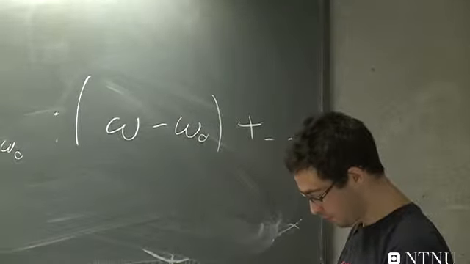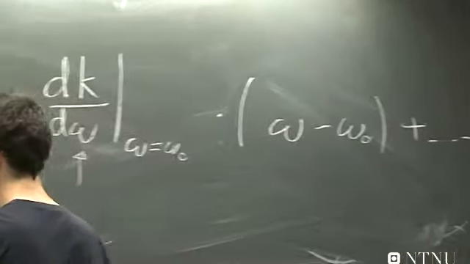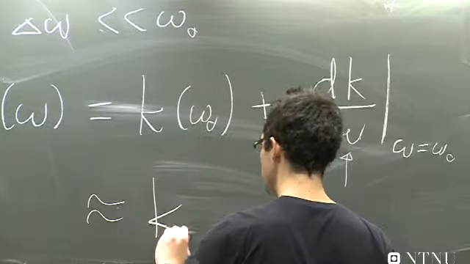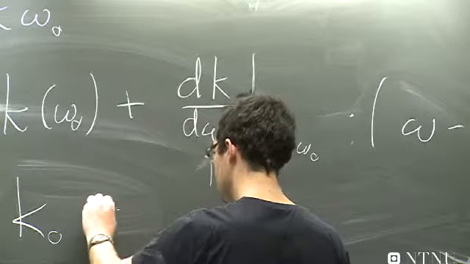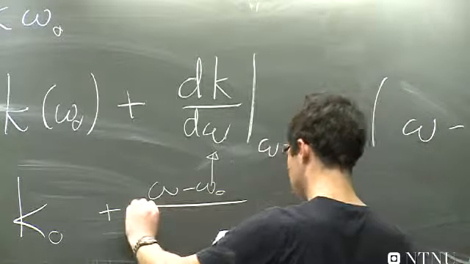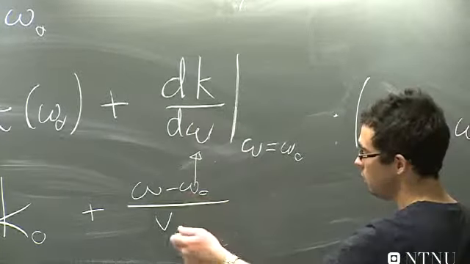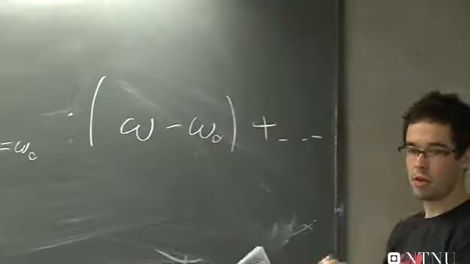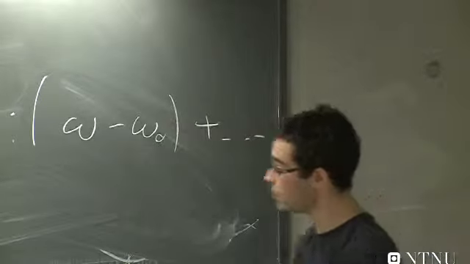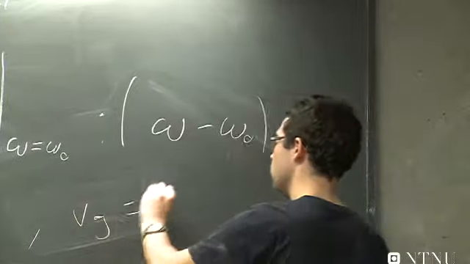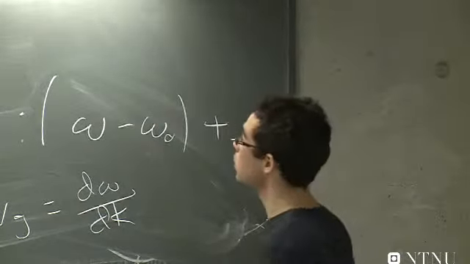So let's see. Now, if I keep all the terms, this is exact, but I'm only going to keep the first two terms, of course. So it's approximately equal to k naught, which is k at omega naught. Seems logical, I hope. Plus omega minus omega naught over Vg. Okay? So d k d omega is 1 over Vg. And then there's the difference from the central frequency. It's a linearized dispersion relation. Just to remind you.